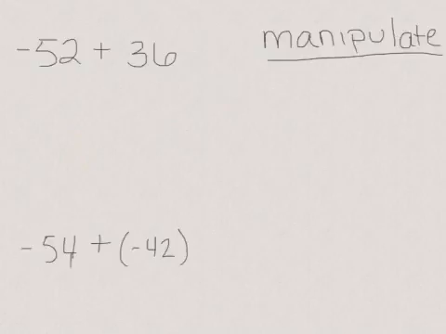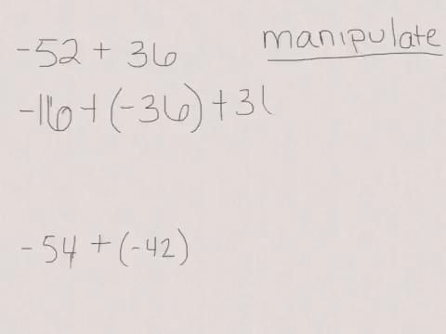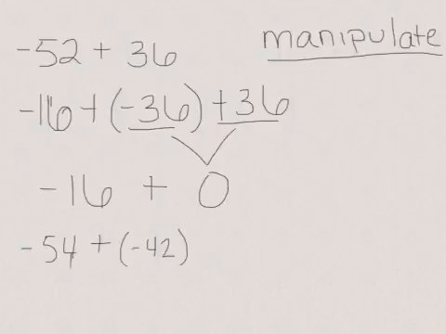Using the same concept, we can then develop this without even having to use the model, so that they can see how we can manipulate our numbers. We can look at negative 52 plus 36 as negative 16 plus negative 36 plus 36. Looking for the additive inverse of 36, these together, when we add them, equal 0, and so we're left with negative 16 plus 0.